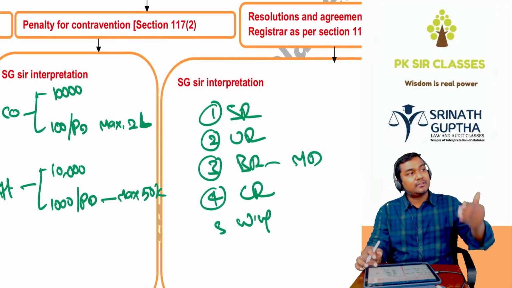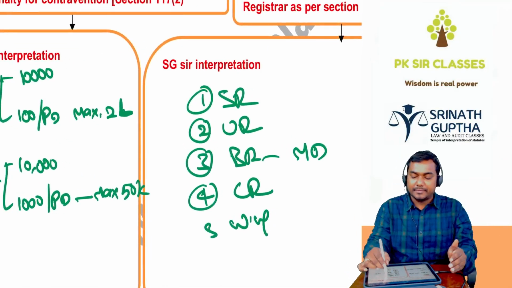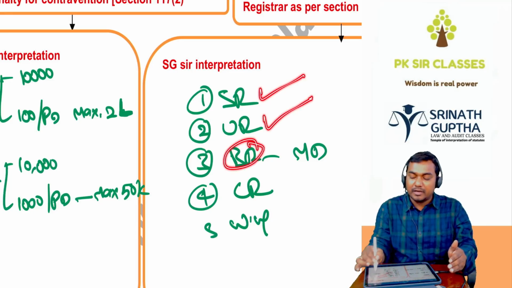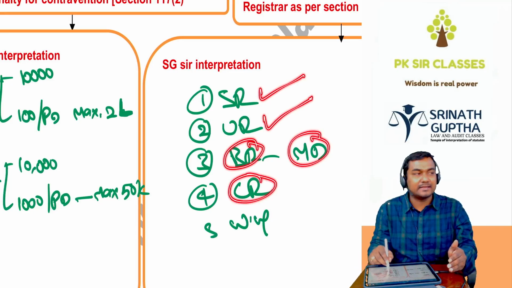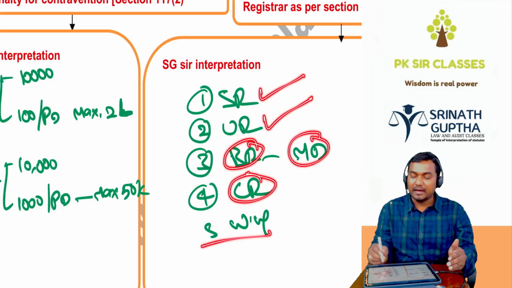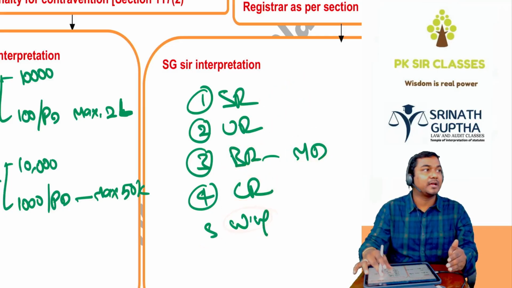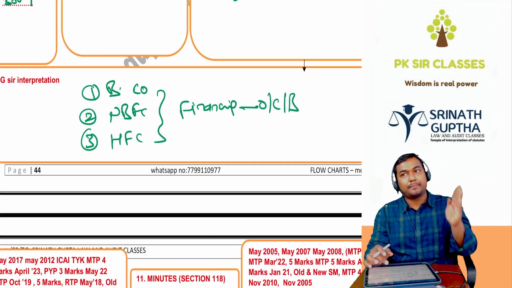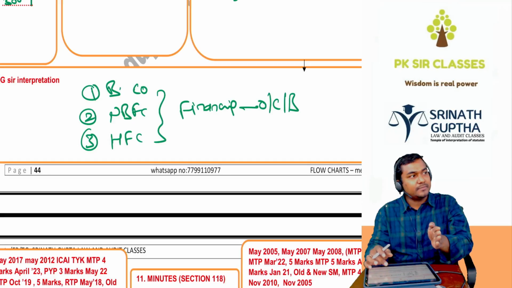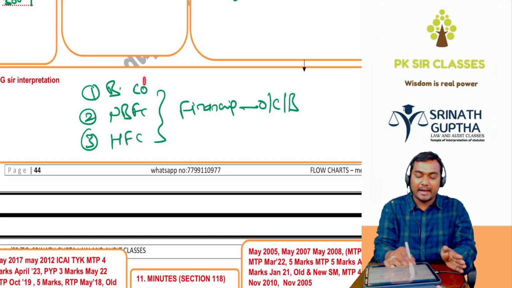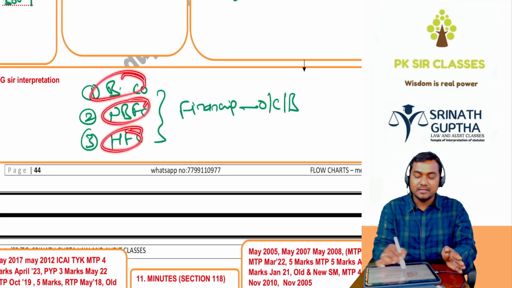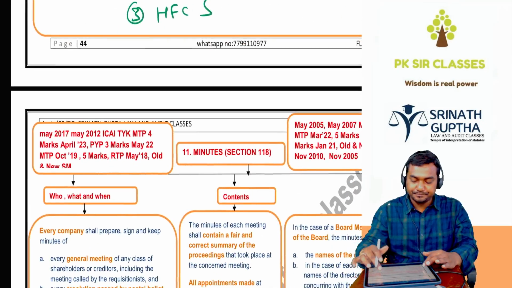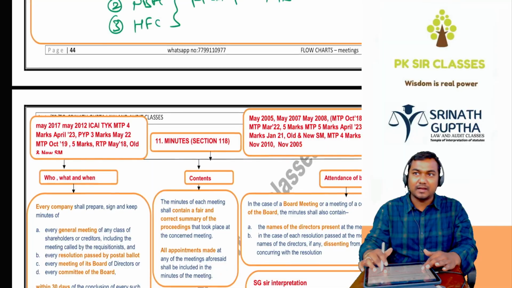And which kind of resolutions we have to file with ROC? Special resolution, unanimous resolution agreed by all the shareholders, board resolution for appointment of directors, and class meeting resolutions should be filed with the ROC. Even resolution for winding up of the company should be filed with the ROC. But this section will not be applicable, resolutions need not be filed with ROC if the resolution is passed by the banking company, NBFC, HFC in the ordinary course of business. Then next, minutes we have not completed.